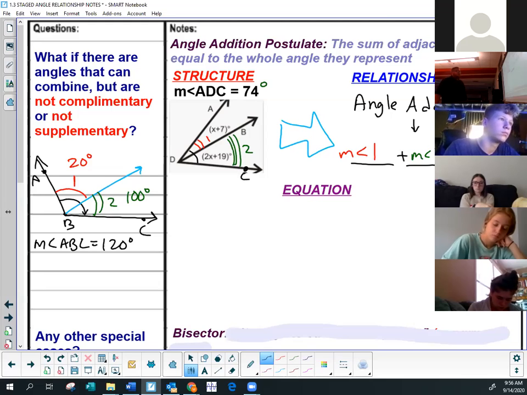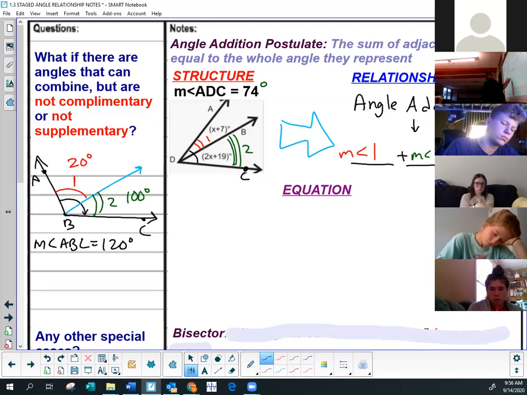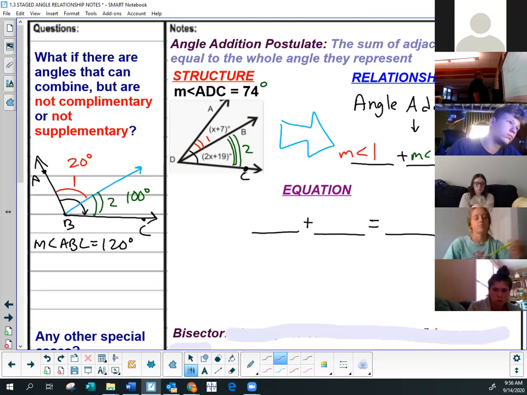But the relationship works similarly. So this doesn't have like a fancy name or anything, but that's going to be the relationship. So we should immediately inform a new equation. Okay, so we'll go in that first spot.